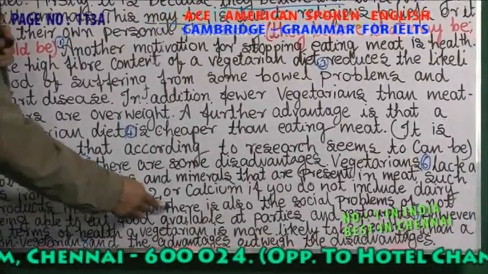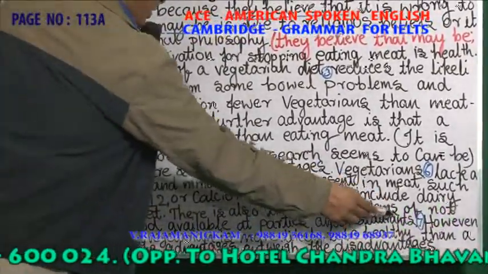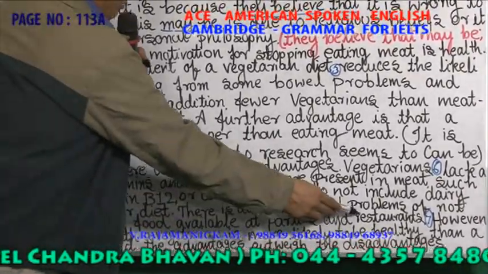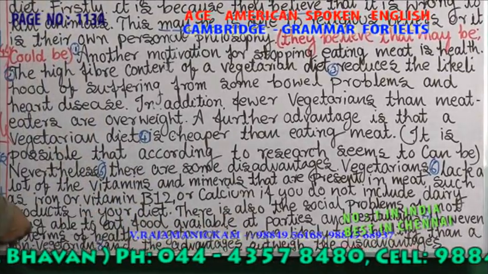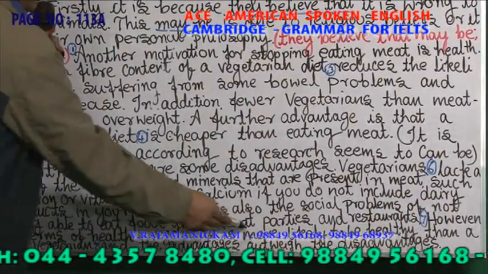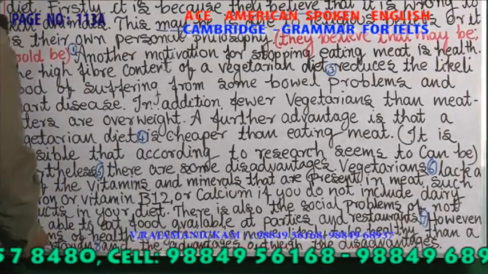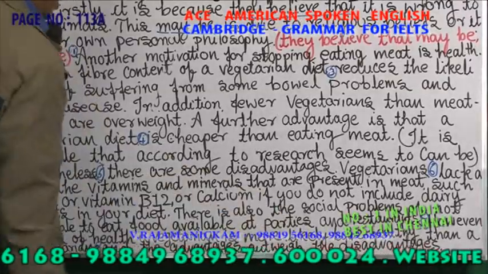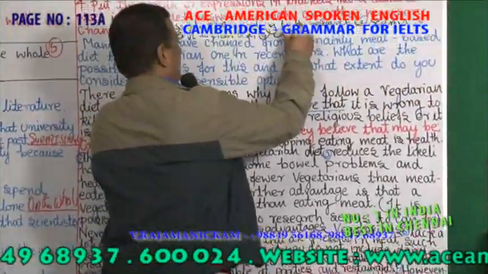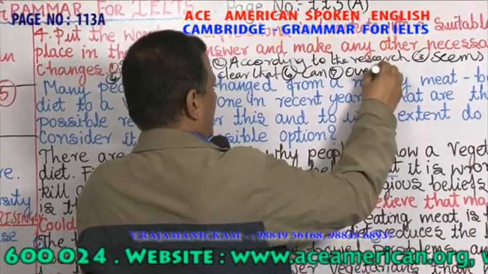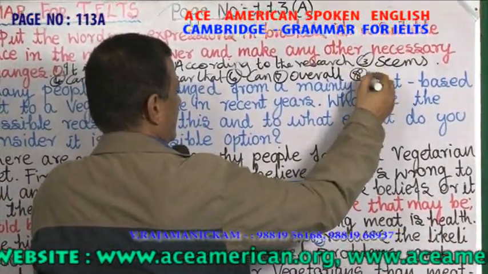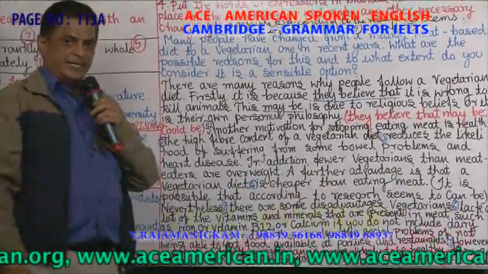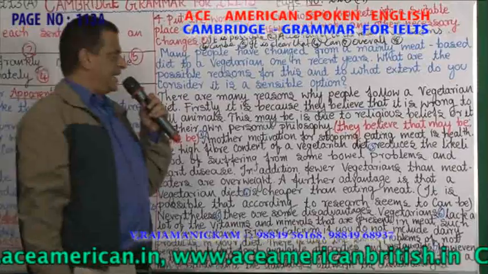products in your diet. There is also the social problems of not being able to eat food available at parties and restaurants. 7. However, in terms of health, a vegetarian is more likely to be healthy than a non-vegetarian. 8. And the advantages outweigh the disadvantages. So, 7th, what is the answer? Overall. 8th, what is the answer? Last. And the advantages outweigh the disadvantages. Personally, I feel.